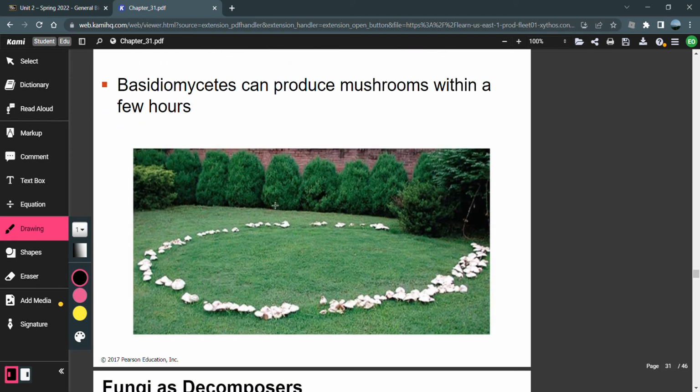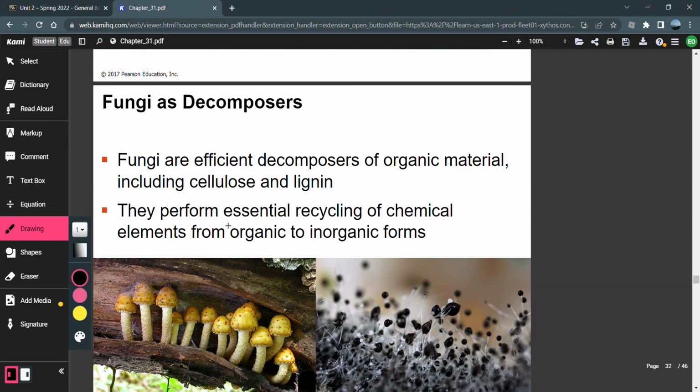Basidiomycetes can produce mushrooms within a few hours. So, fairy rings, is that what they call them? They're really not that special. They're just a natural phenomenon because their mating types are found here.